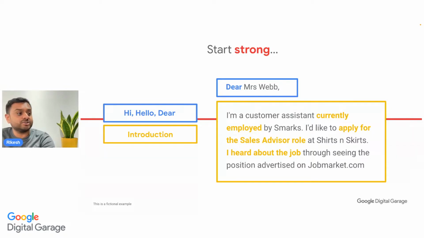And then there's this other final sentence in this introduction, which says, I heard about the job through seeing the position advertised on jobmarket.com. For the person writing this cover letter, that last sentence doesn't really mean anything, but they put it in because Mrs. Webb and maybe the hiring team might think, oh yeah, it's great that we posted on jobmarket.com because this person applied through there. Maybe somebody else has mentioned it too. And it gives them food for thought from their own marketing efforts when it comes to posting job openings going forward.